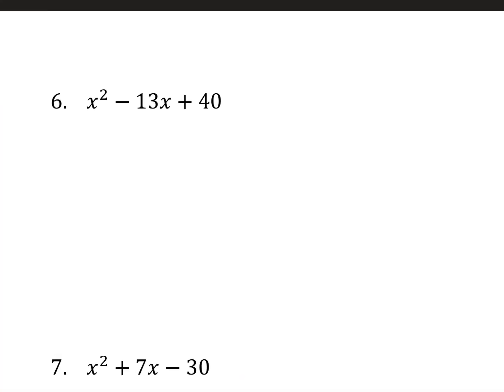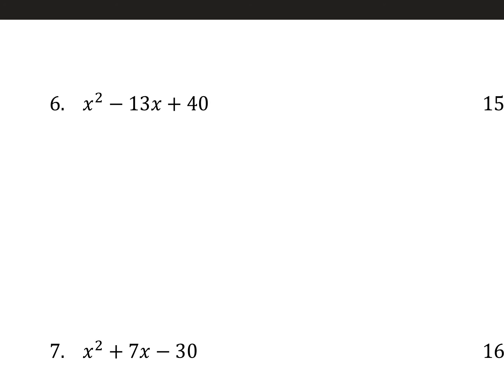For number 6, you have x squared minus 13x plus 40. Your factors of 40 are 1 and 40, 2 and 20, 4 and 10, 5 and 8. Your 40 is positive, that 13 is negative. So both of your factors are going to be negative. That negative 5 minus 8 is negative 13, which is what you're looking for. So this factors to be x minus 5 times x minus 8.